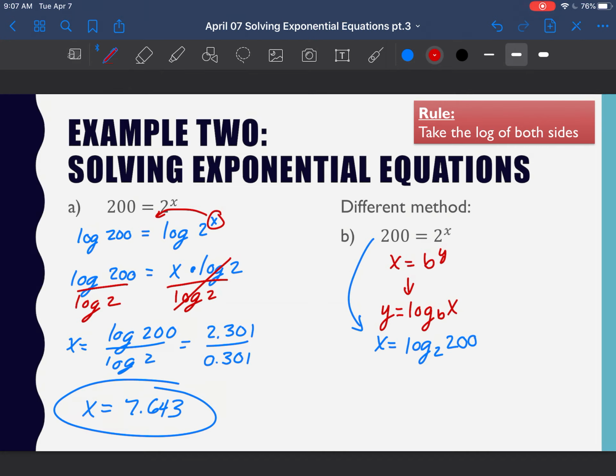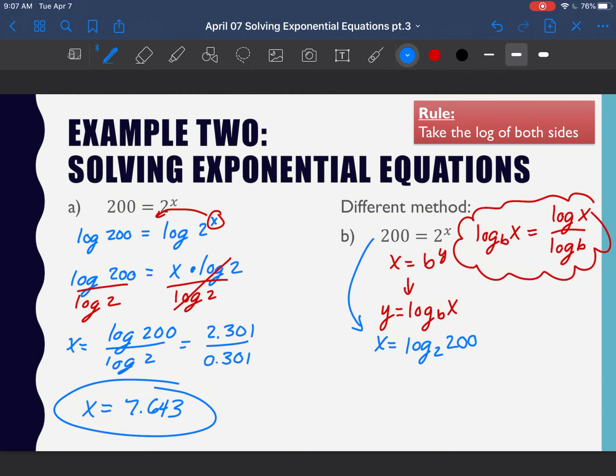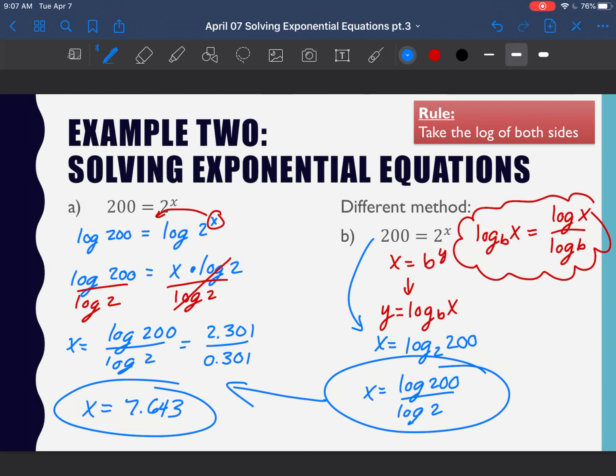And then, I don't know if you remember from before, it's a change of base formula. So the change of base formula said log base b of x, you do log of x divided by log b. So using that change of base formula, then this problem would look like x equals log 200 divided by log 2. And then that should look familiar because it's the exact same thing that we got over there. So you should get the same answer of 7.643.